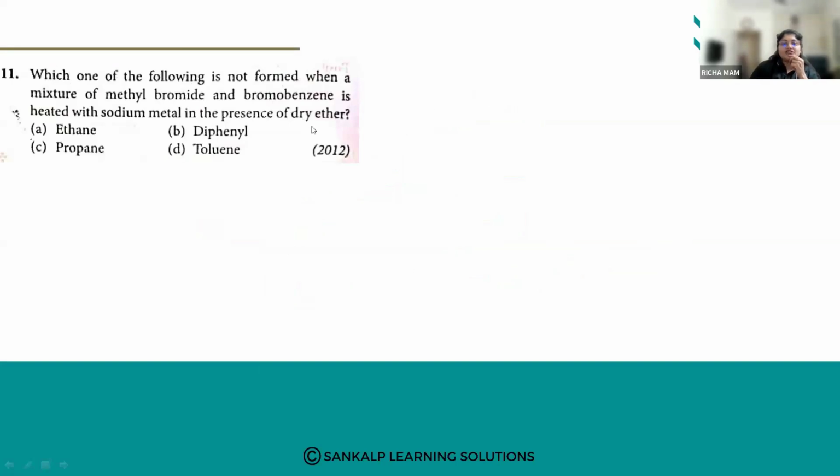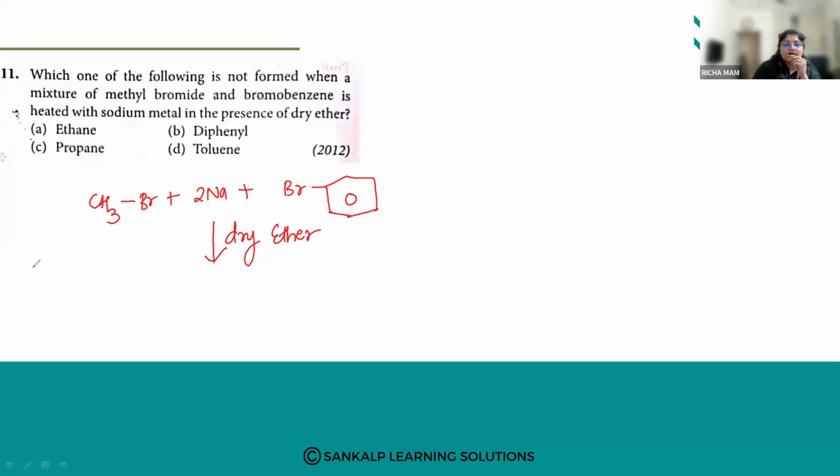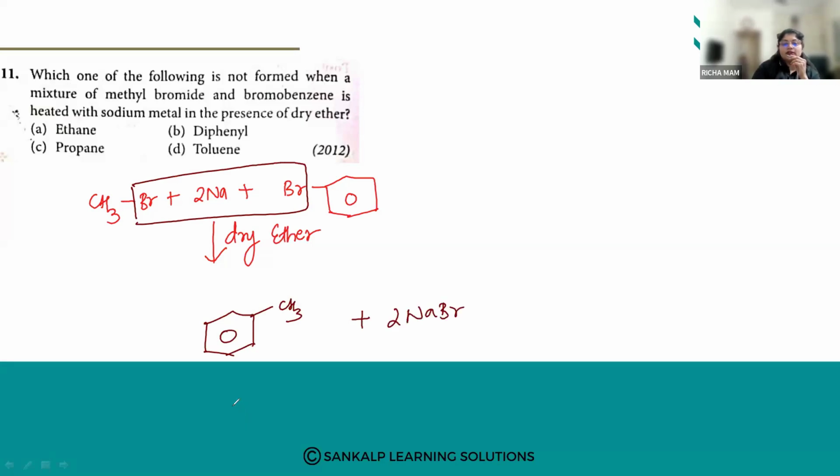Which one of the following is not formed when a mixture of methyl bromide and bromobenzene is heated with sodium metal in the presence of dry ether? So what is the product here? Toluene, right? Toluene is the product here.